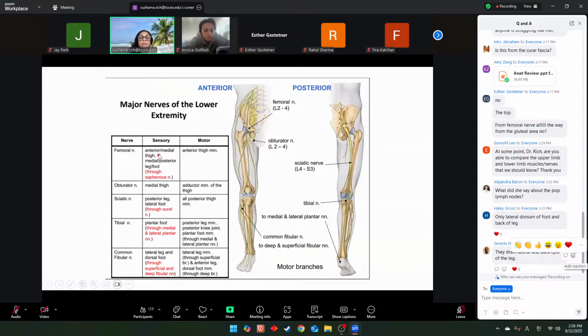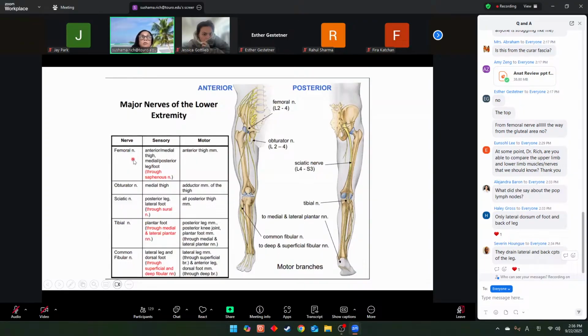Femoral nerve supplies anterior compartment muscles, and it is also going to supply the saphenous nerve, which is going to be cutaneous to the medial aspect of the leg and the medial border of the foot, like the mid portion of the medial border of the foot. That's how far the saphenous nerve goes. And femoral nerve is supplying all of the muscles in the anterior compartment.